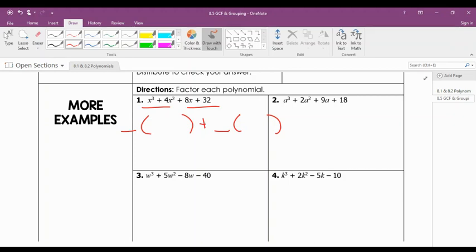So this first one, again, just like that first example, X squared. That's all they have in common. If I take X squared away from that first one, I'm going to be left with X. So I'm basically dividing these by X squared. And then I will be left with 4 here.